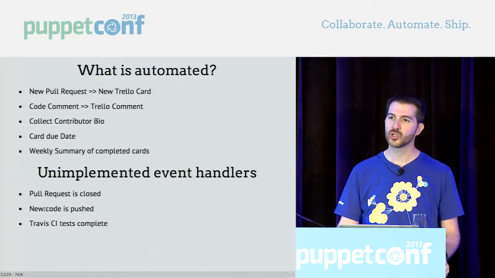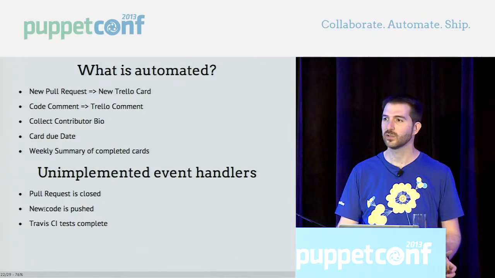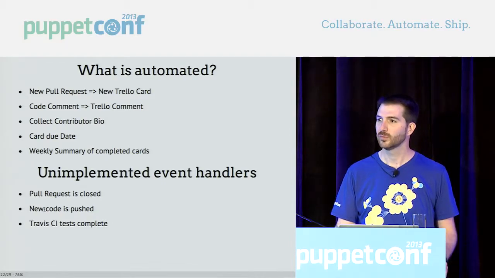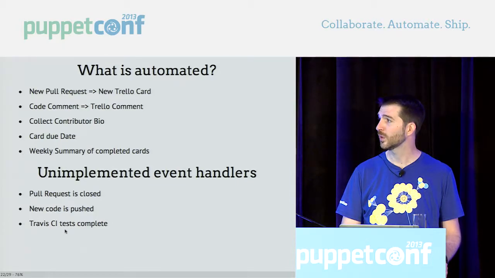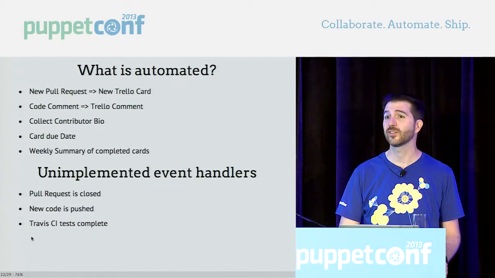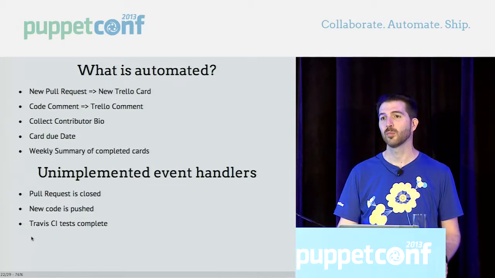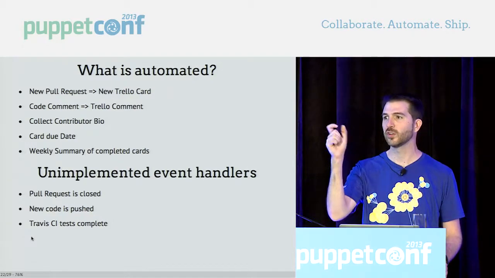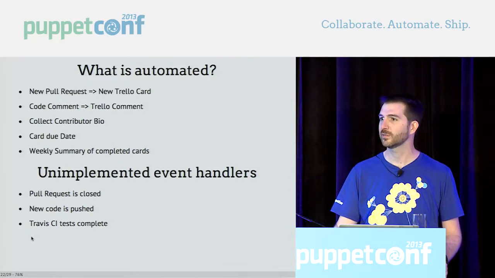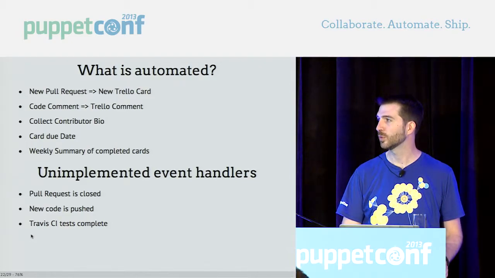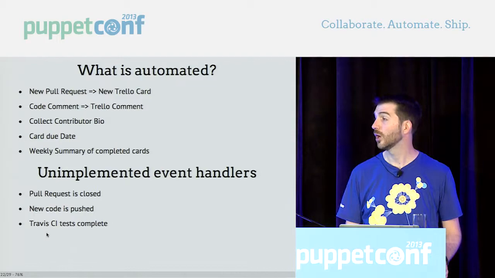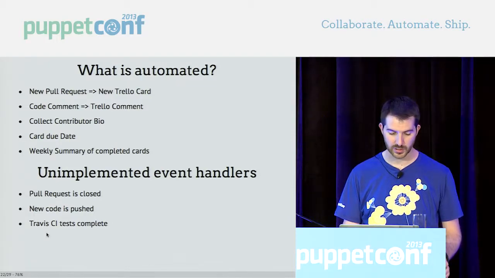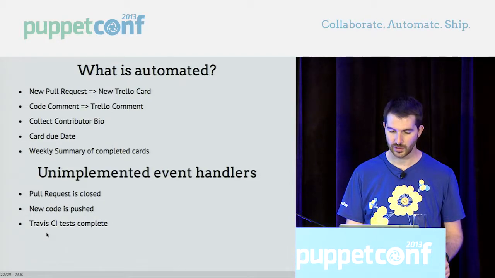When somebody pushes new code, we have a hook for that too, but we don't really have any interesting things that we're doing when new code is pushed to an existing pull request. And we do get an event when the TravisCI test completes. But we already get a nice red-green button on the pull request from GitHub, so we didn't really implement a lot of work to present that on the Trello board. But if you wanted to do this for your own project, all those event handlers are there.